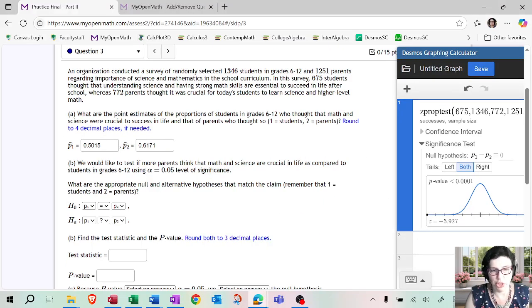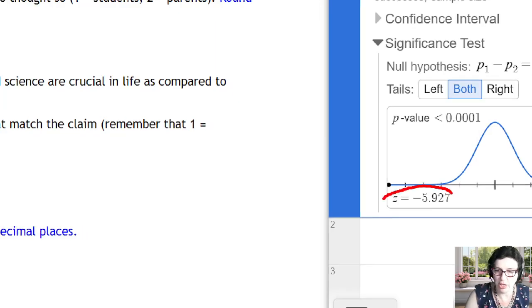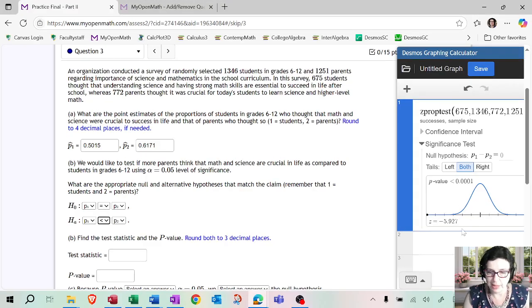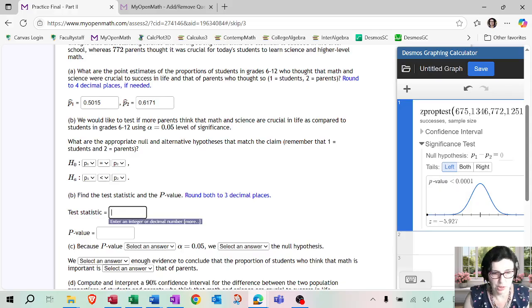Another way you can see that and just double check, because I think it's going to be less than, is look at the test statistic. By the way, the test statistic does not change if you change the tails, it's still going to be the same. It's the p-value that will change. But the test statistic is negative. So that's another confirmation that this is going to be a left tail test. So let's click on left. Okay, the test statistic, we already see that. It's negative 5.927.